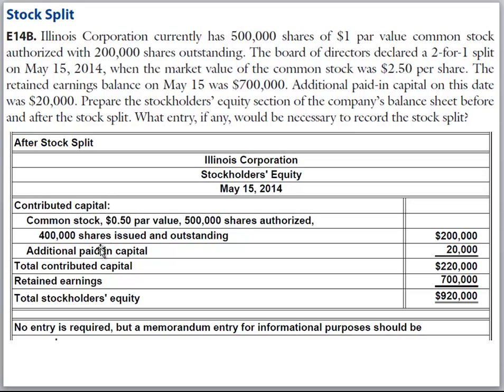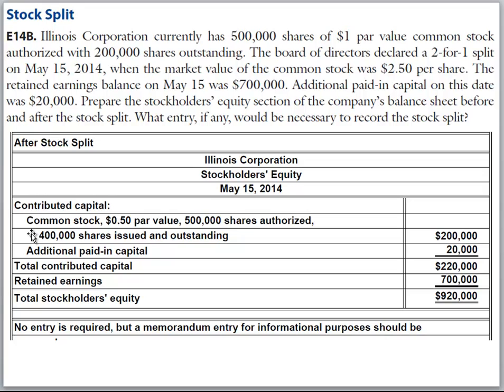Let's now look at what the stockholders' equity section will look like after a stock split. After a stock split, 2-for-1 means that we have 500,000 shares authorized. That does not change in a stock split. What does change, though, is we now have 2-for-1. So instead of having 200,000 shares issued and outstanding, we now have 400,000 shares.